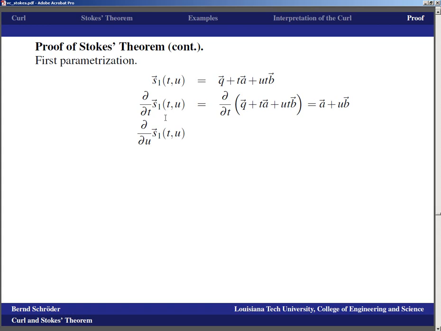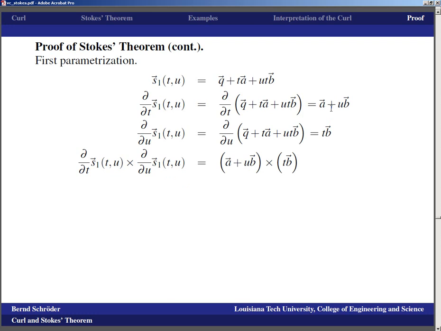The derivative of this parametrization with respect to u is the partial with respect to u of the same thing. Derivative of q will be 0. Derivative of ta will be 0 because they don't depend on u. The derivative of this guy here will be tb. And if I now take the cross product of these two partial derivatives, that'll be the cross product of a plus ub from here with tb from here. And that is now something where b cross b, of course, is 0, and we end up with t times a cross b as the surface normal vector.